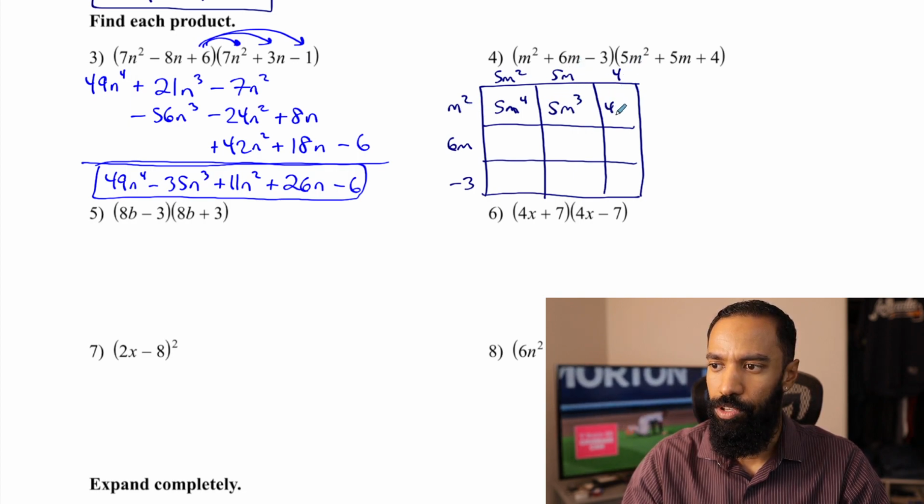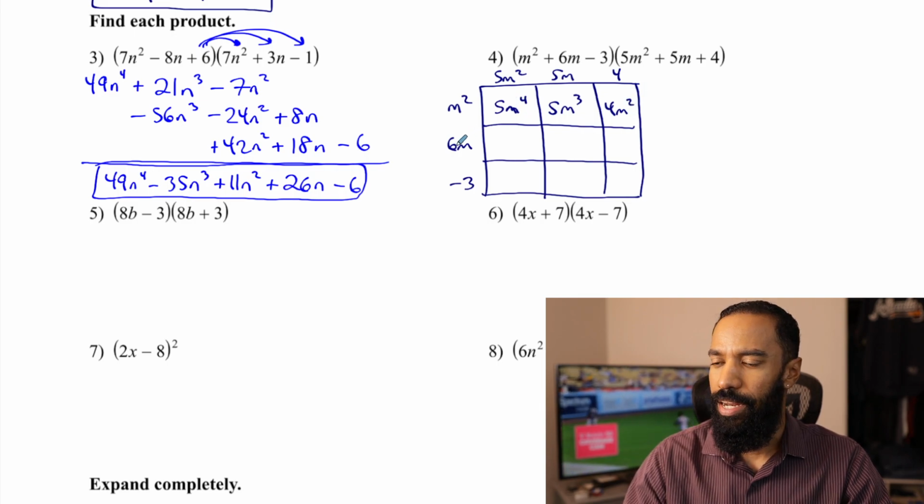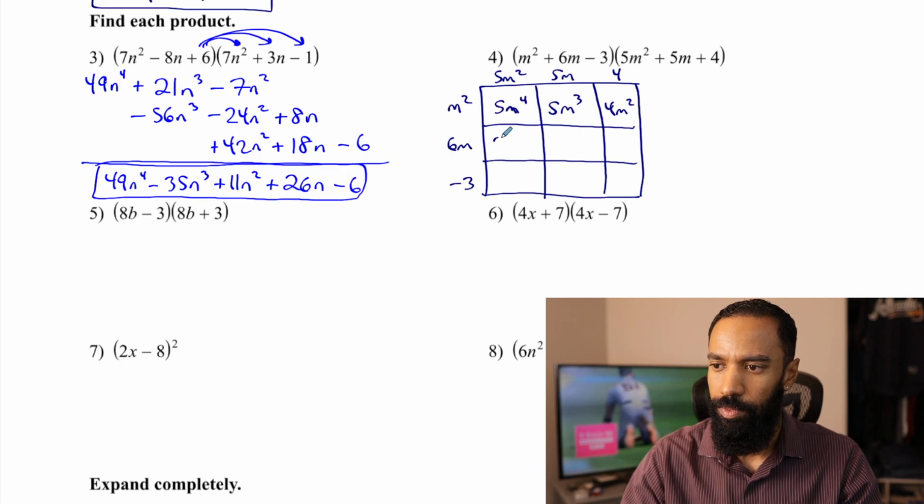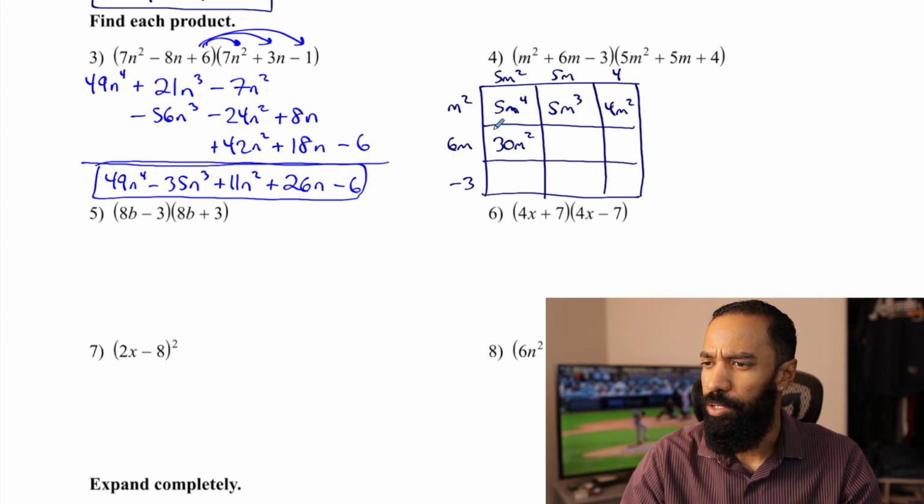And m squared times 4 is 4m squared. Then 6m times 5m squared, we get 30. It's probably easier if I don't say anything for a moment here when I multiply. Just what I'm going to bring up here is on this next one, this is one of those benefits of using the box, like I said.